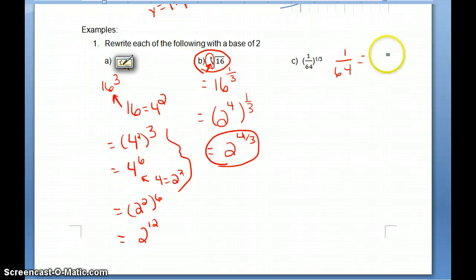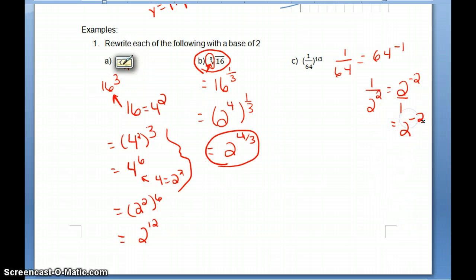If you remember, a negative exponent will flip your value. So we can rewrite 1 over 64 as 64 to the negative 1. Those are equivalent forms. That's the same as, what if we had 1 over 2 squared? The exponent becomes negative and you just flip it. So it would be 2 over 1 to the negative 2, which is equal to 2 to the negative 2.